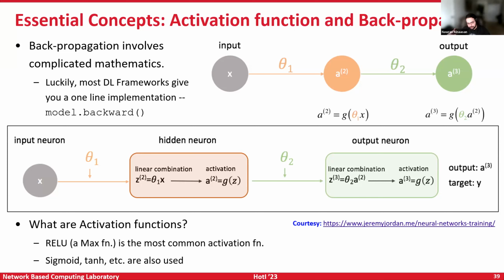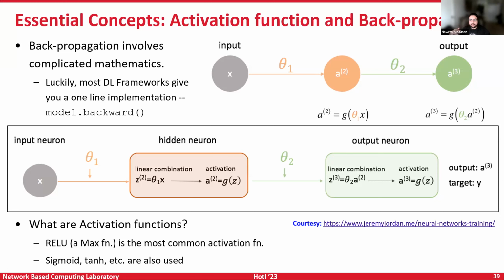This activation function applies a nonlinearity to our neurons, and that helps in learning on linearly inseparable data. So it will basically improve the network. To calculate the activation, we apply this activation function G to a linear combination: the theta, the weights, multiplied by X, the input. And we do the same for the next layer.